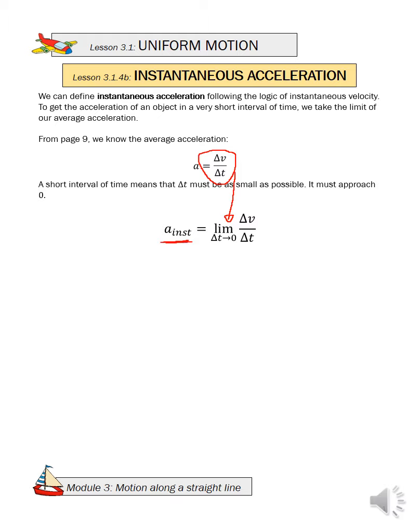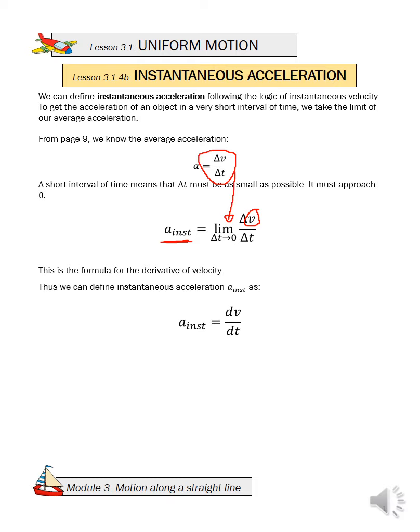But you might notice that this formula here is something familiar. I think you have taken this up during your pre-calculus class. This is basically the formula for the derivative, in this case the derivative of your velocity. Since this is your velocity and we're taking its limit as delta t approaches zero, we can now define this whole thing as just the first derivative of v with respect to time. And that's our instantaneous acceleration.